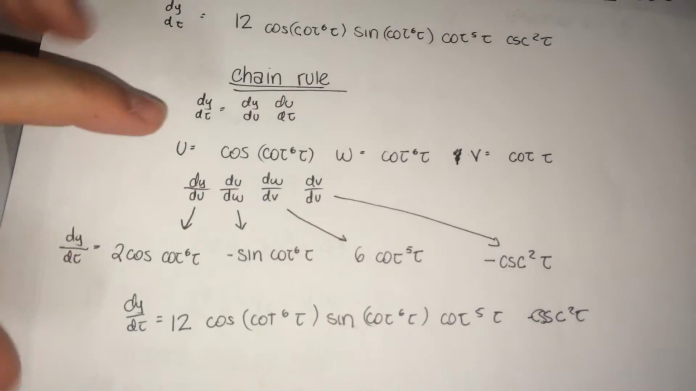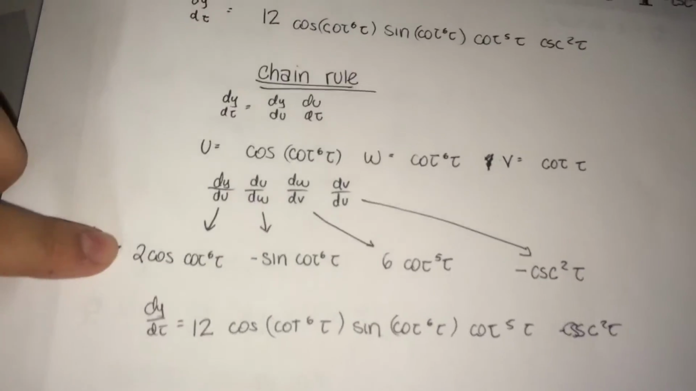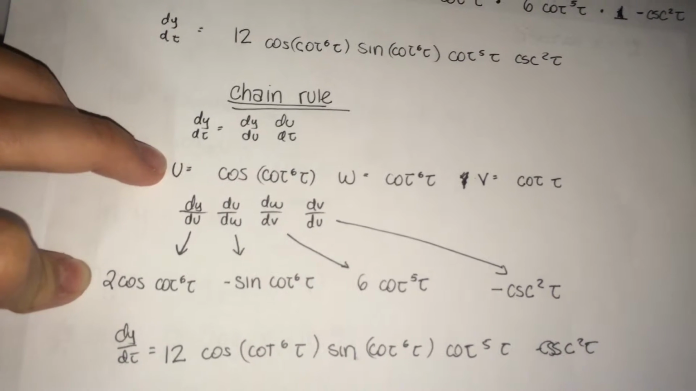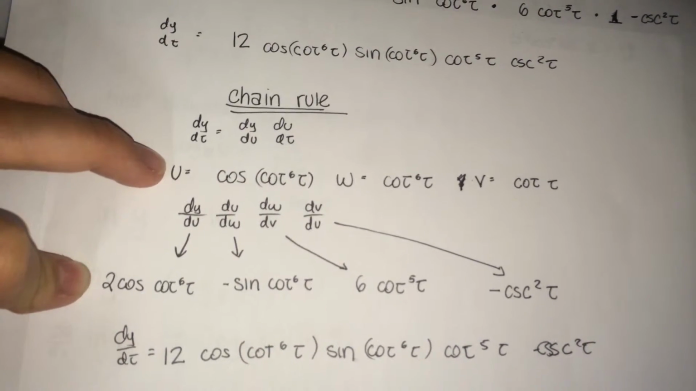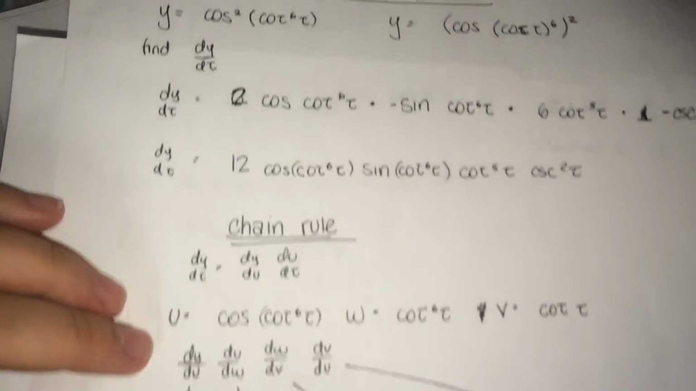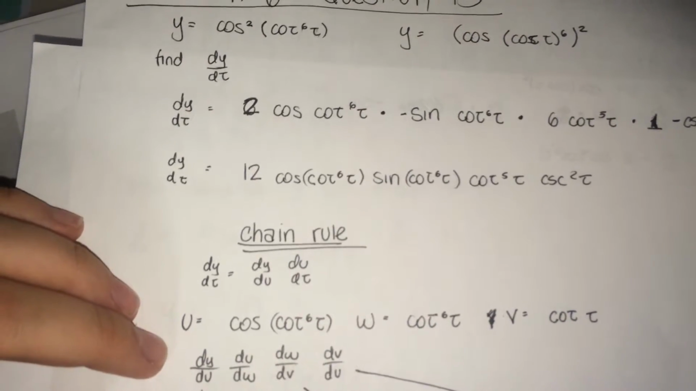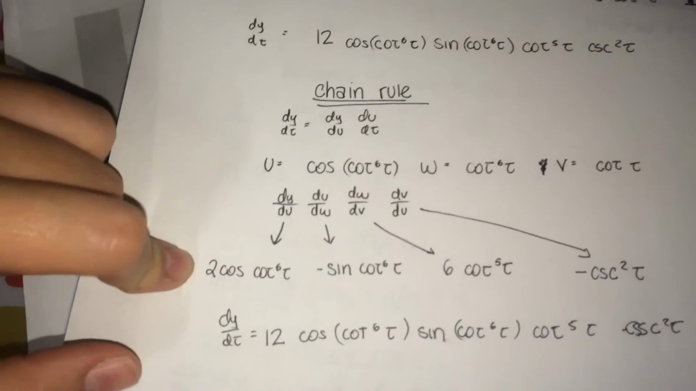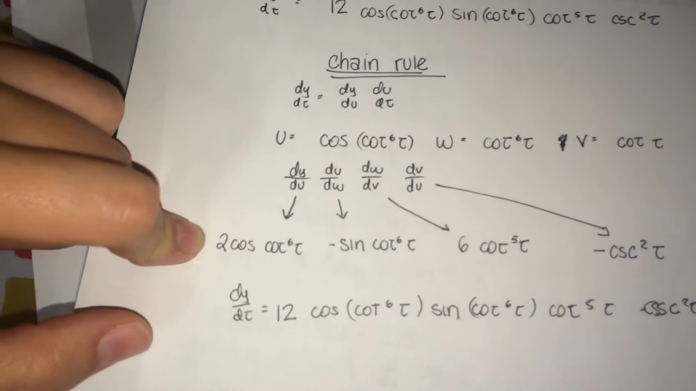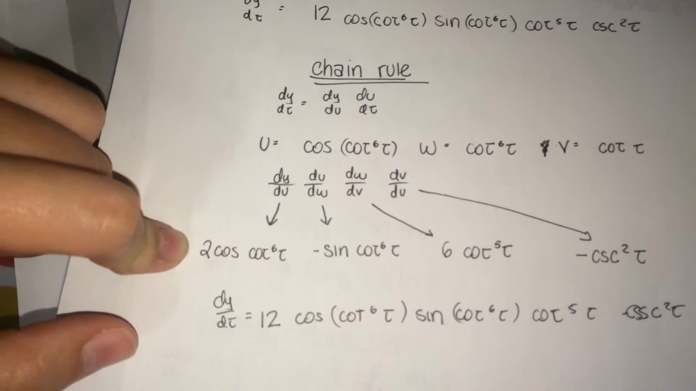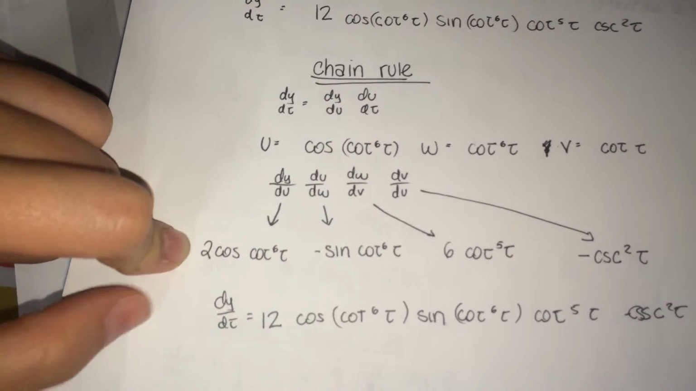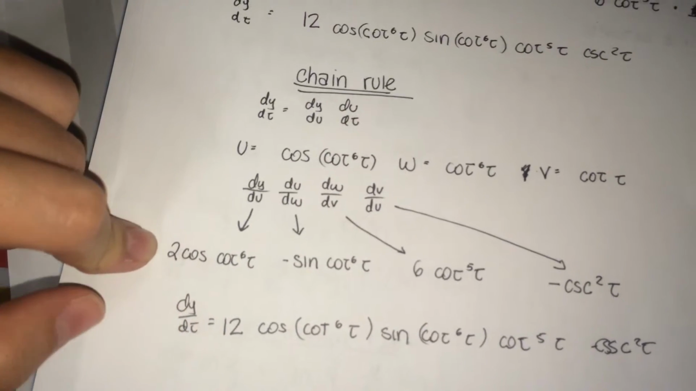So in this case, dy du, remember that u is cosine cotangent 6t. The original function was cosine squared cotangent 6t. So you will use the power rule and you will take out the 2 and put a 1 to the power, the cosine to the power of 1. So it's 2 cosine cotangent 6t.